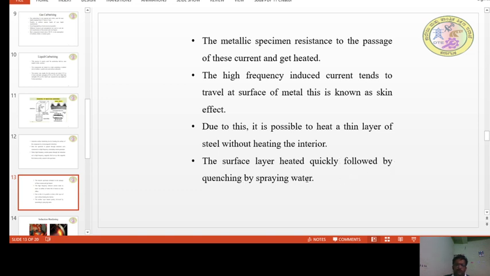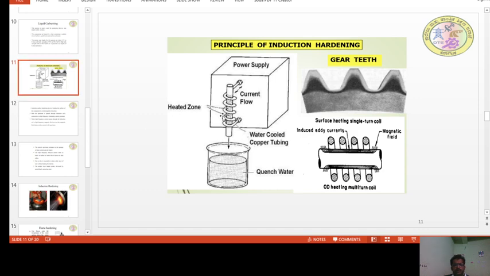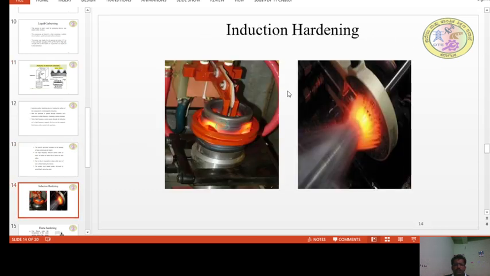Once the required temperature is reached by the top surface, they admit that into quenching, as we have shown here. So once the specimen is heated, it is dipped immediately into the water, so that whatever austenite is formed is transformed into iron carbide or martensite, depending upon the carbon content. Look at here, these sketches show how the component is heated by the induction heating method.